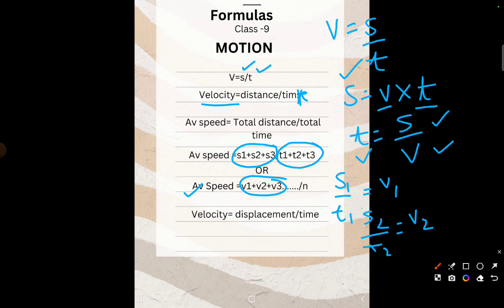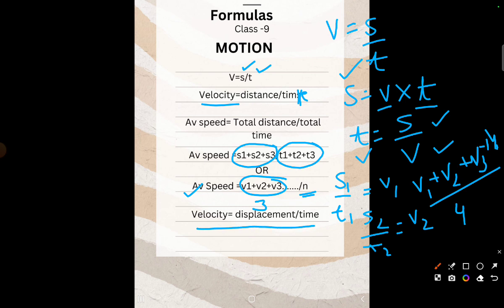If we are given three velocities, we can also calculate the average speed by the addition of the three velocities divided by the number of velocities given. Here we have V1, V2, V3, so three velocities are given. Suppose it is V1 plus V2 plus V3 plus V4, then we will write divided by 4.